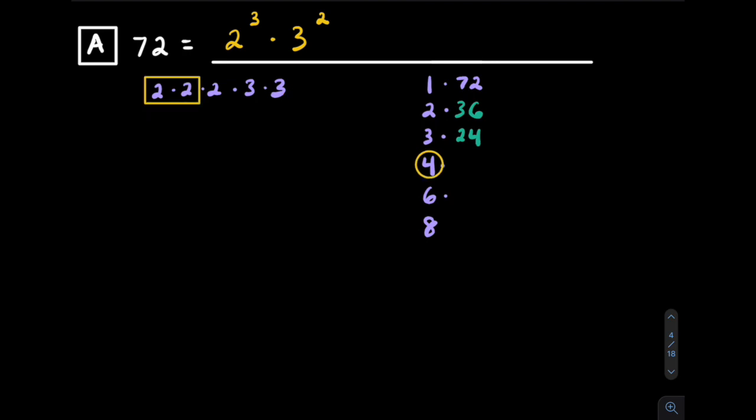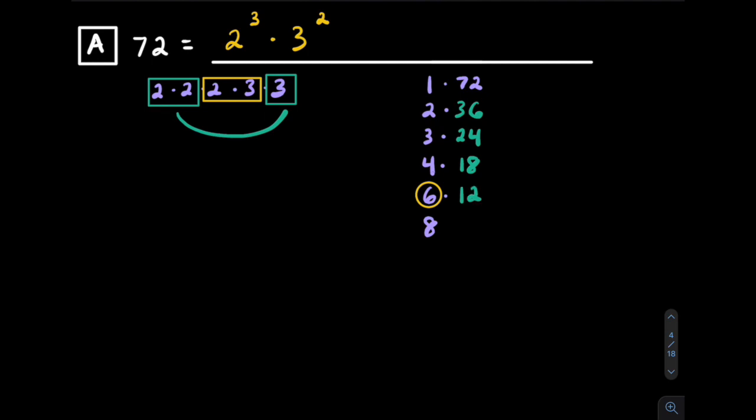What about 4? 4 times what is 72? Instead of doing long division, let's take a look at the rest of these prime numbers here. 2 times 3 is 6, and 6 times 3 is 18. It turns out 4 times 18 is 72. That brings us to 6. 6 times what is 72? Well, if we multiply these leftover prime numbers, 2 times 2 is 4, and 4 times 3 is 12, we know that 6 times 12 is 72.